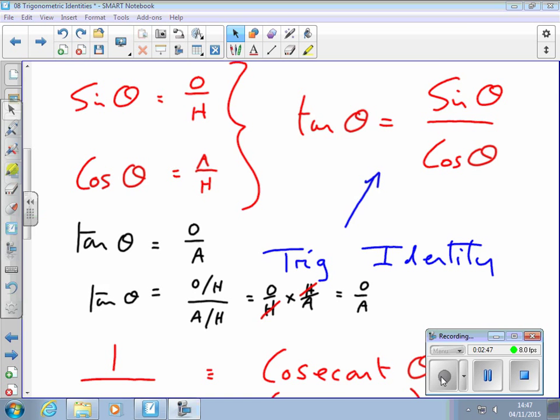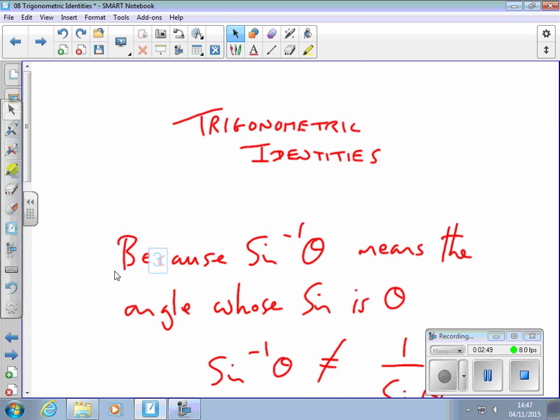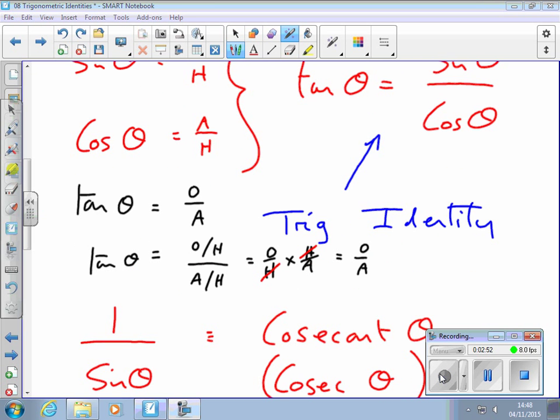So we know that this is true. Tan theta is opposite over adjacent. And we're trying to prove that this is true. Tan theta is sine theta over cos theta. So what we do is we write down that tan theta equals sine theta over cos theta in terms of what sine and cosine is.